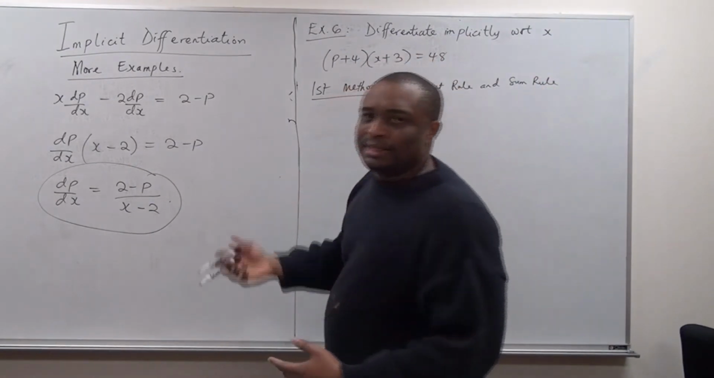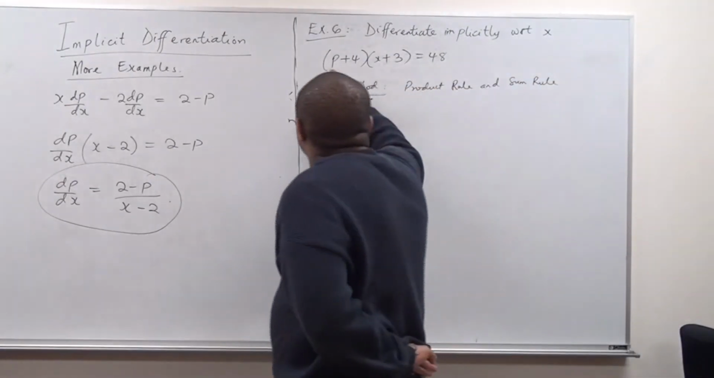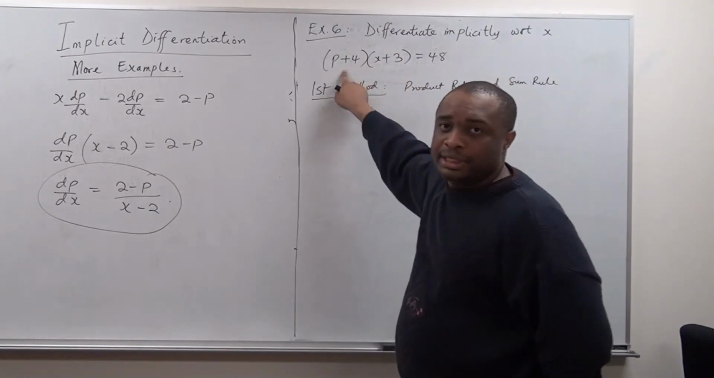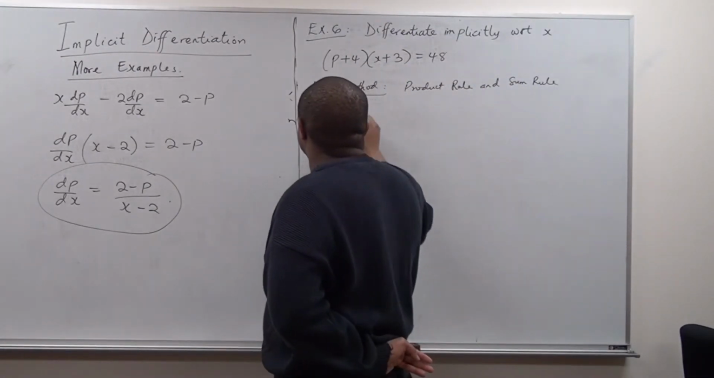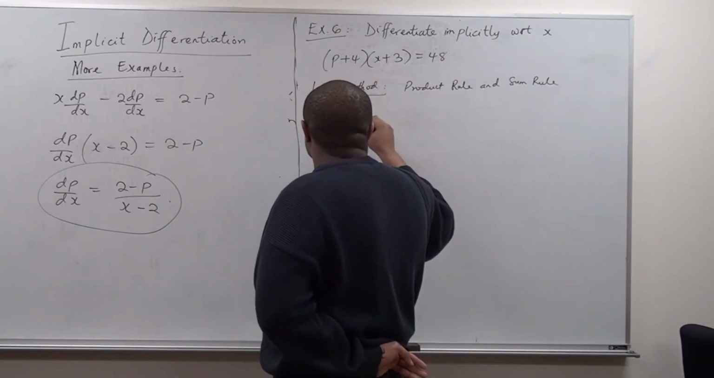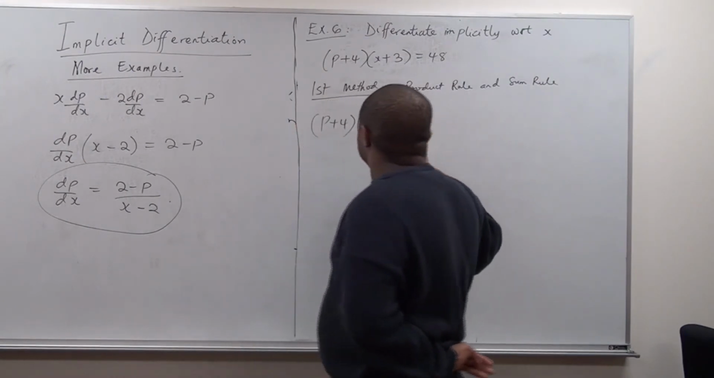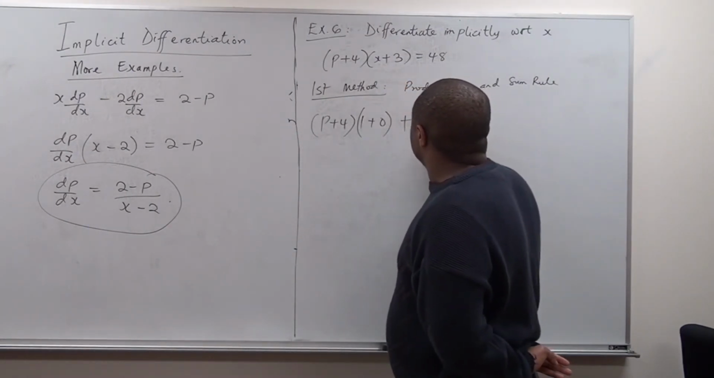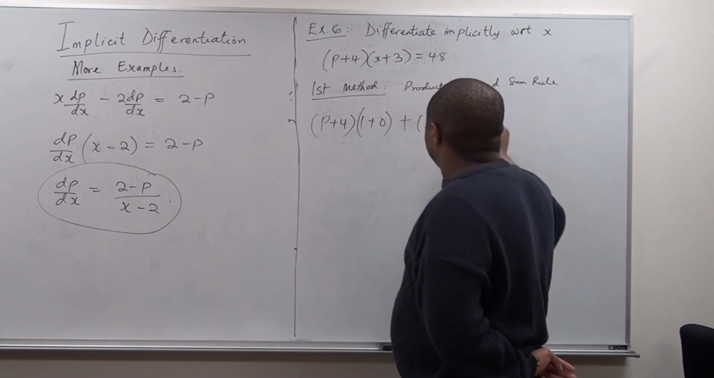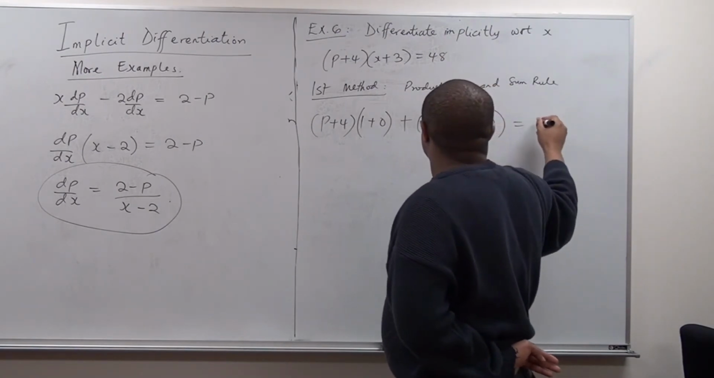Now in this case, you see x is still the independent variable and p is the dependent variable. Now, I will keep this constant and differentiate this, and then I'll keep this constant and differentiate this. So I keep p + 4 constant and differentiate x + 3. Differentiate x is 1, plus 3 is 0. Then plus, I'll keep x + 3 constant. Differentiate p is dp/dx. Differentiate 4 is 0. And then equal to 48. Differentiate 48 is 0.